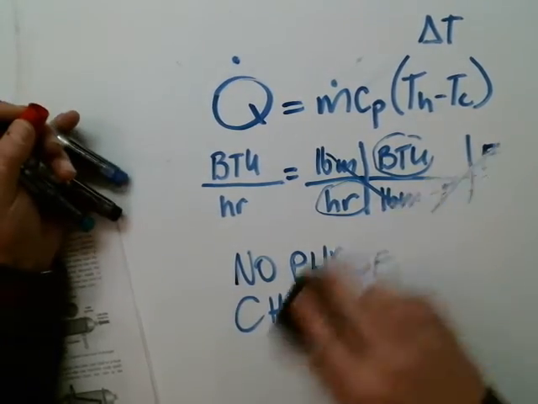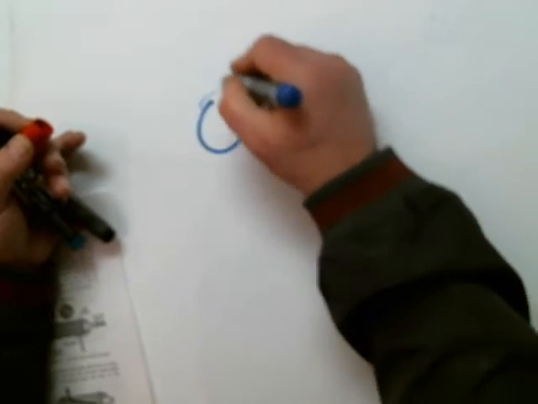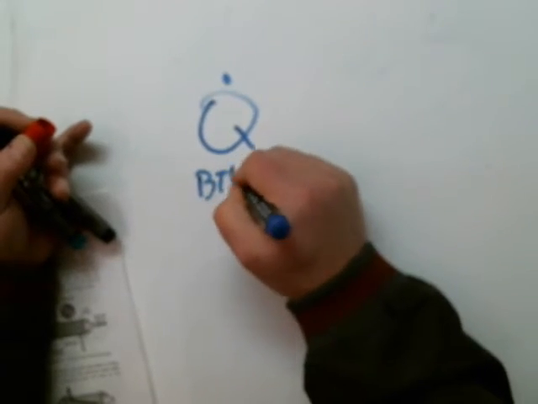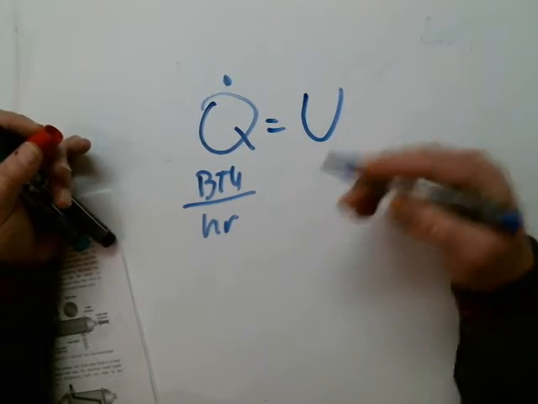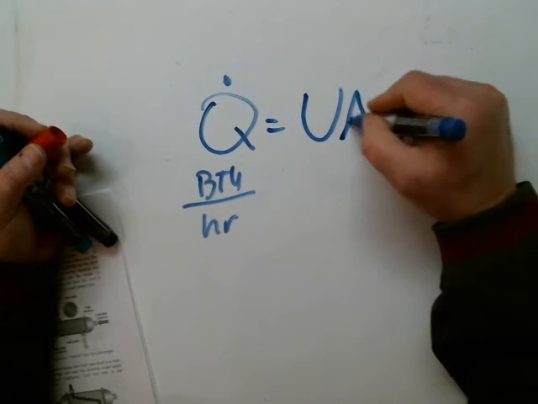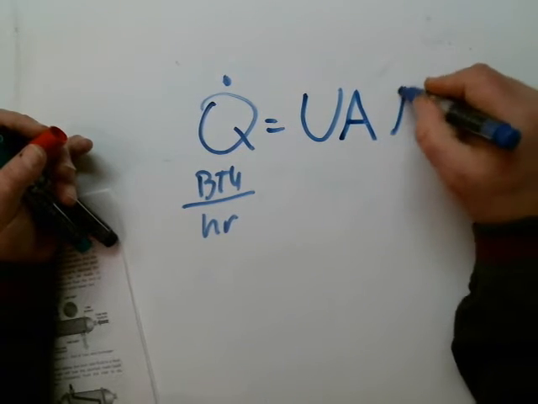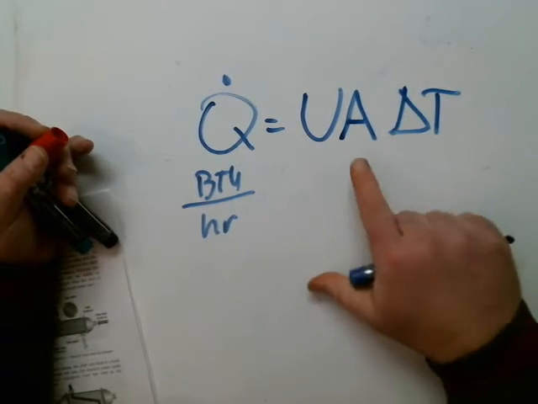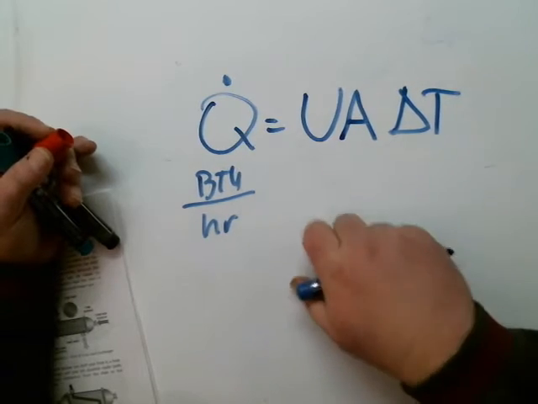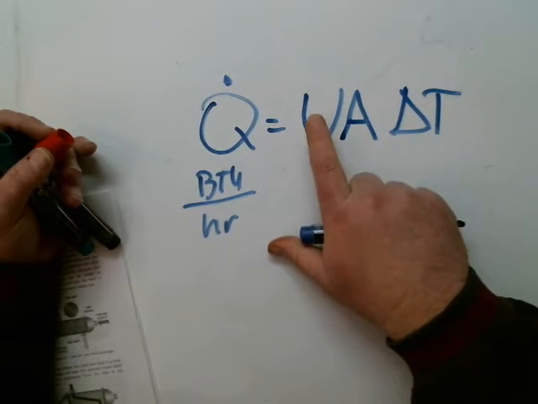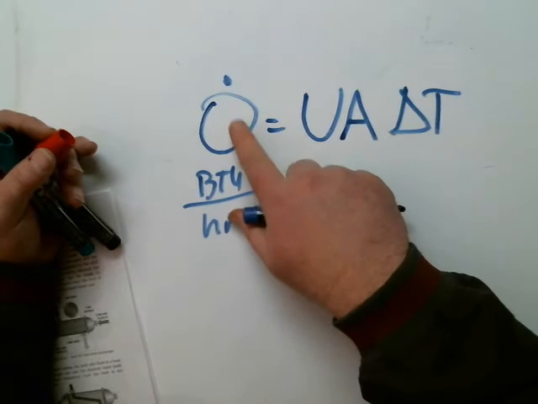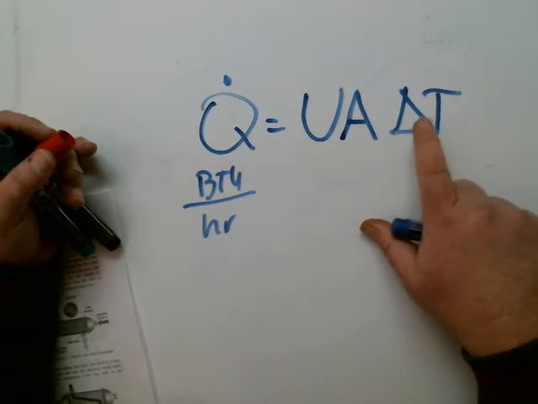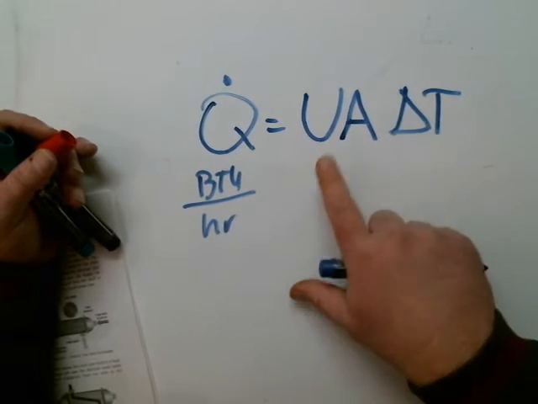Now the last equation that we have. Once again, if I want to know how much heat is being transferred per unit time, heat transfer in BTUs per hour is equal to U, which is the overall heat transfer coefficient, times A, which is area, times the difference in temperature. Such that if I had a lot of area, I can transfer a lot of heat. If I have a really good overall heat transfer coefficient, I can transfer a lot of heat. If I have a large differential temperature, I can transfer a lot of heat. This can be used anytime if given enough information.